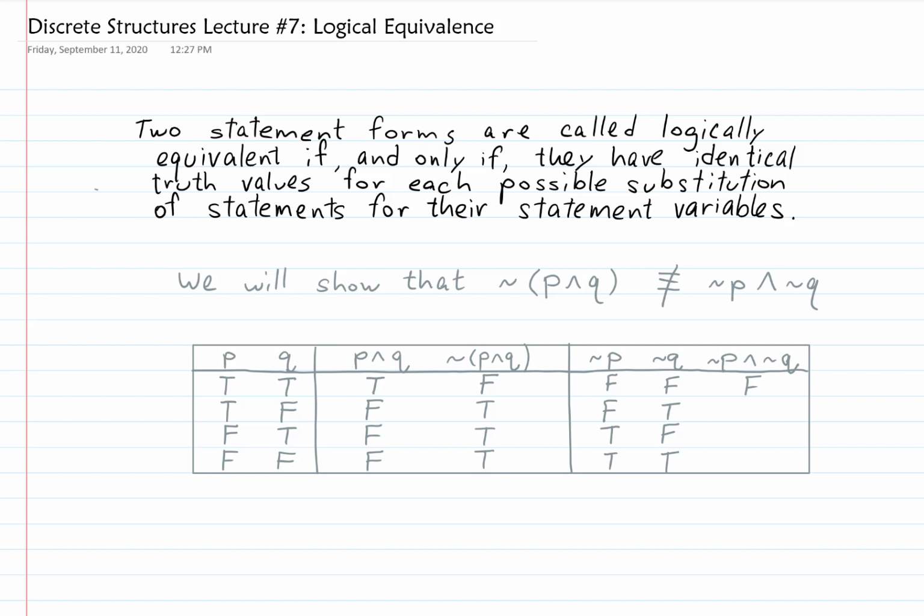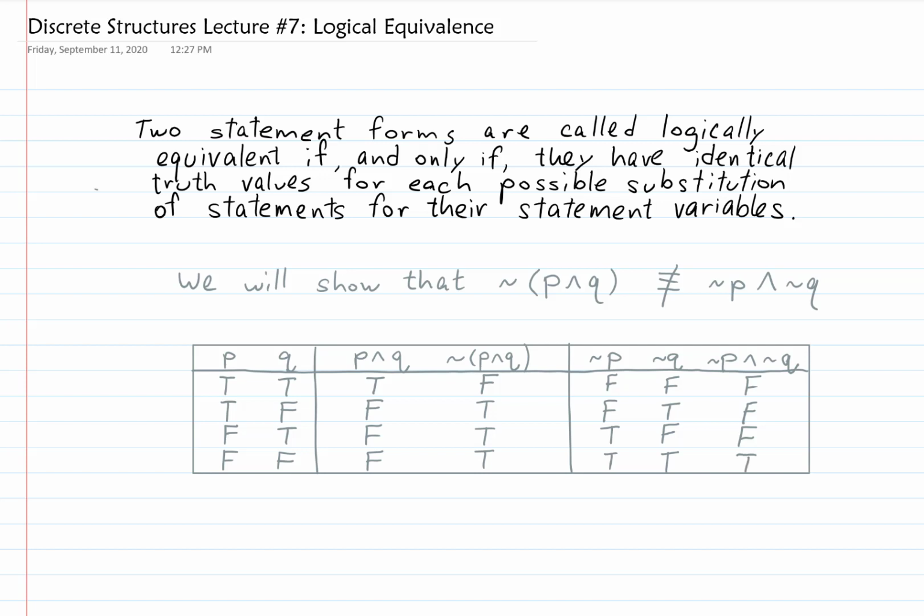In the second row, the negation of P is false, so this conjunction will be false. In the third row, the negation of Q is false, so the conjunction will be false. In the last row, both parts are true, so the conjunction will be true.